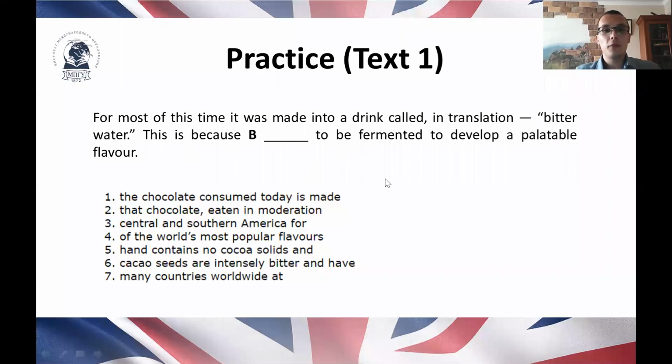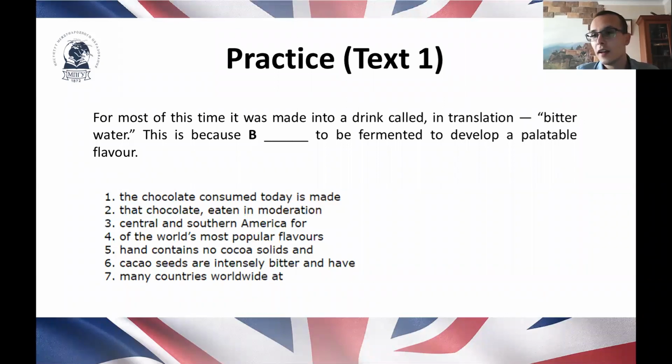Let's continue. Gap B. Have a look before and after the gap. And also we can start not only at the beginning of the sentence, but maybe at the end of the previous sentence. For example, "a drink, cold in translation, bitter water. This is because ... gap ... to be fermented to develop." So any ideas?